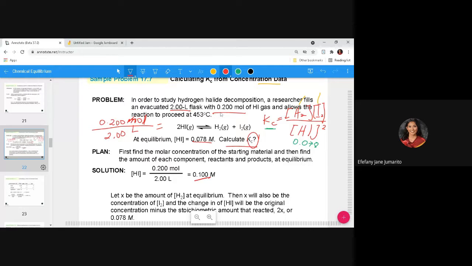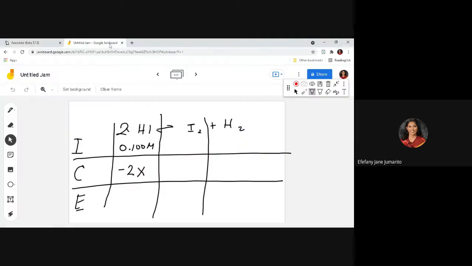Agree? Yes, ma'am. Okay, now not given. So when it's not given, let's assume 0. So not given is 0. And then what about the change? The change, ma'am, is positive 1. Positive 1 or x.